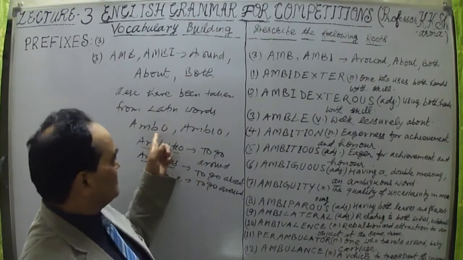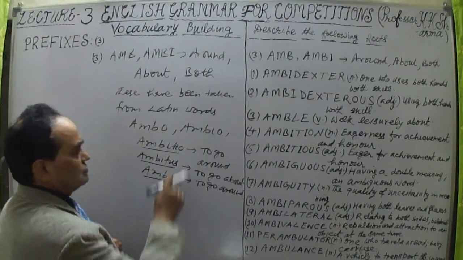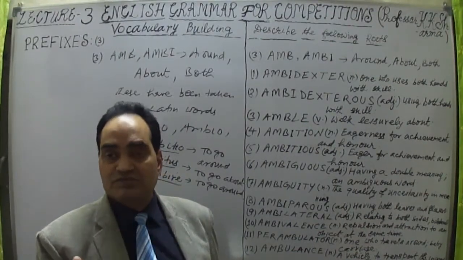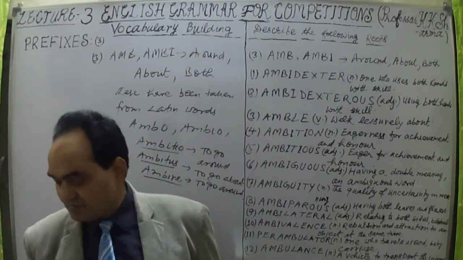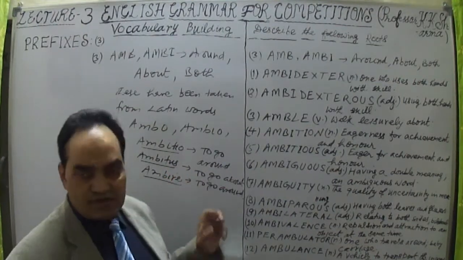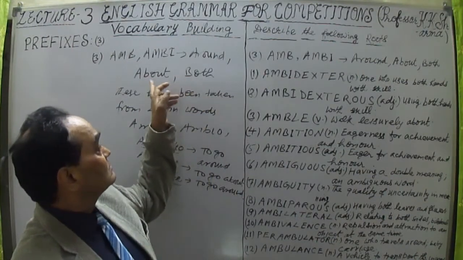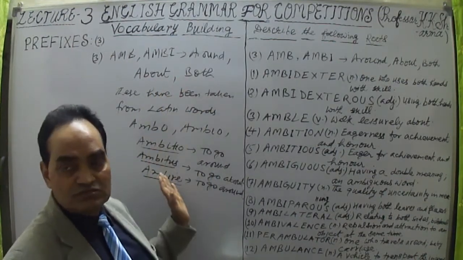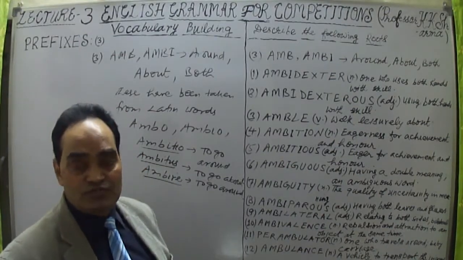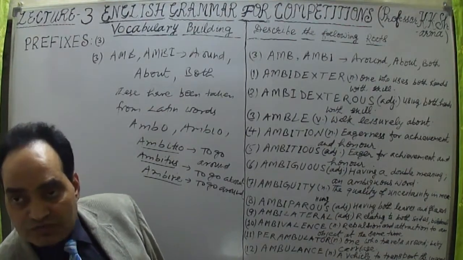And ambo denotes both, right? So these three words are taken from Latin roots. This prefix is based on Latin words ambo, ambitus, and ambire. That means go around, go about. The first meaning, both, is from ambo. These are the basic Latin roots from where these words have been taken.